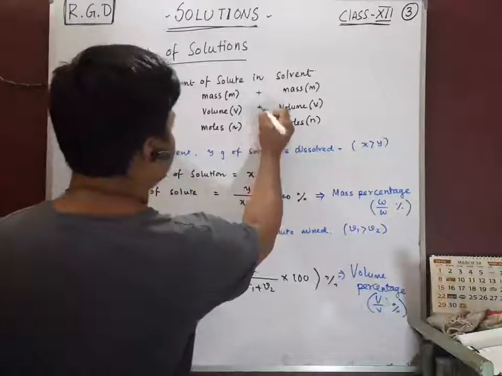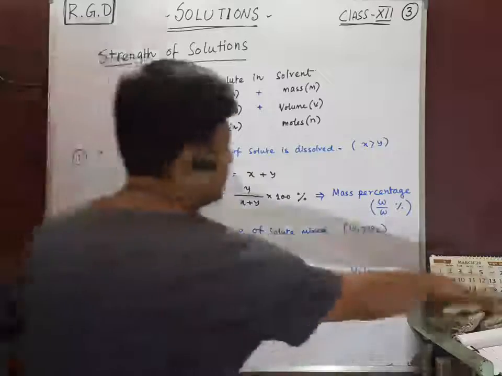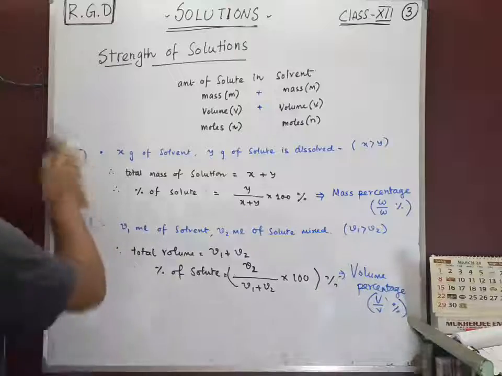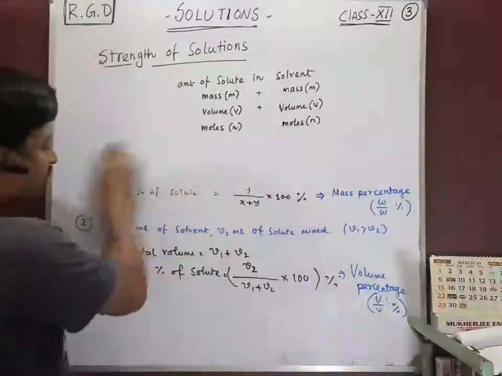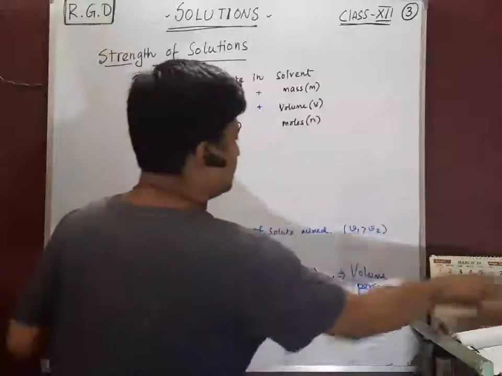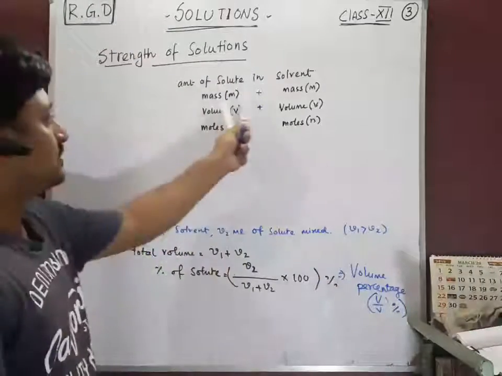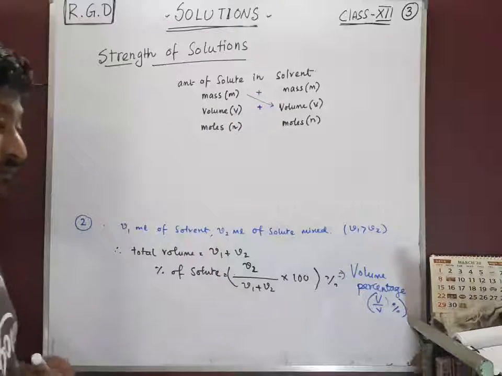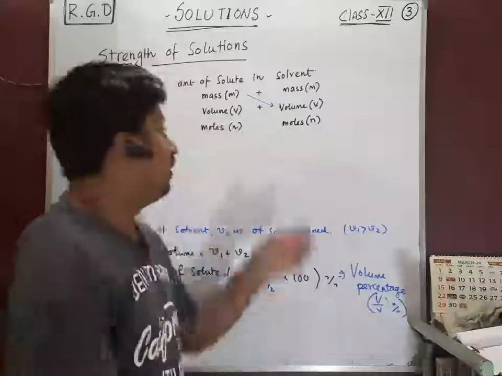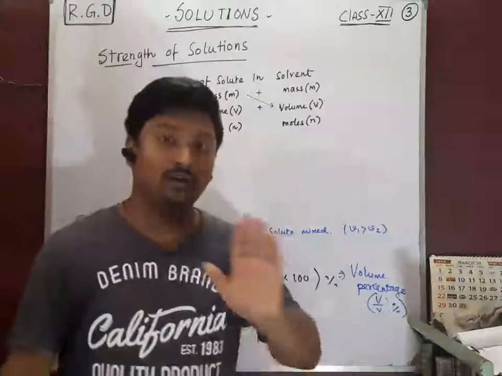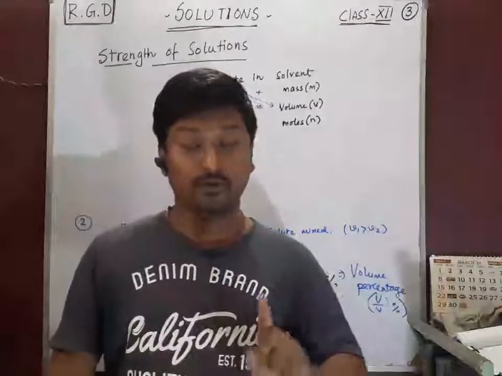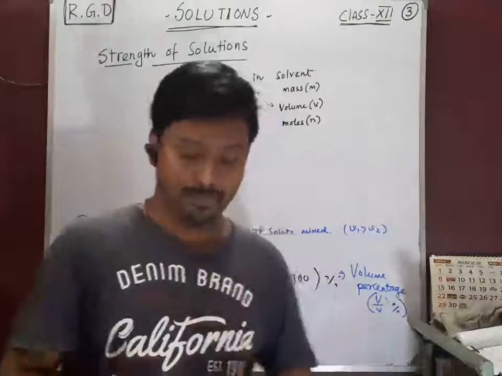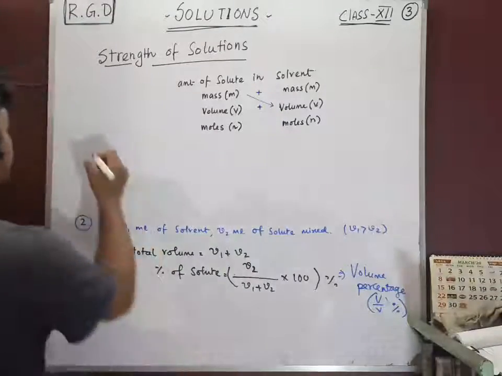So now volume is gone. I'm just taking out this part. Now volume is gone. So mass is gone, volume is gone. So mass volume can happen now. Mass volume, when we are taking, always think the volume will be for the solvent and mass will be for the solute. Okay.